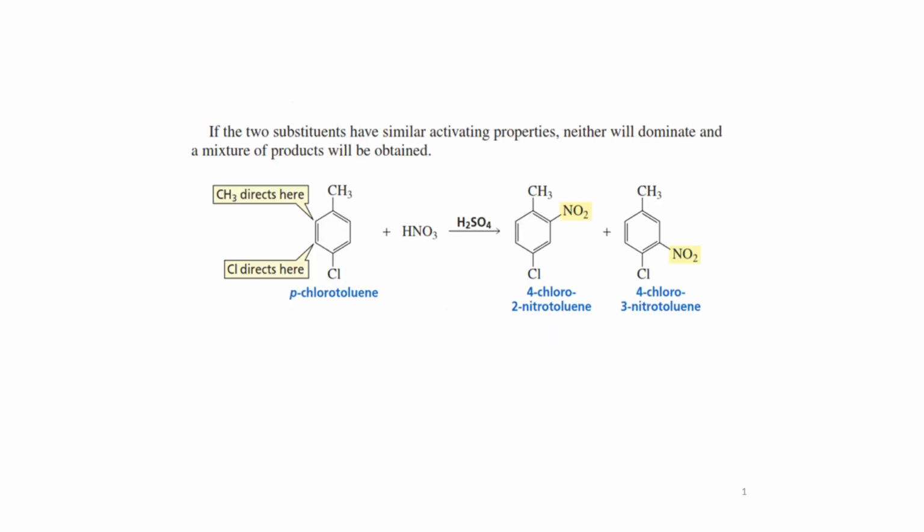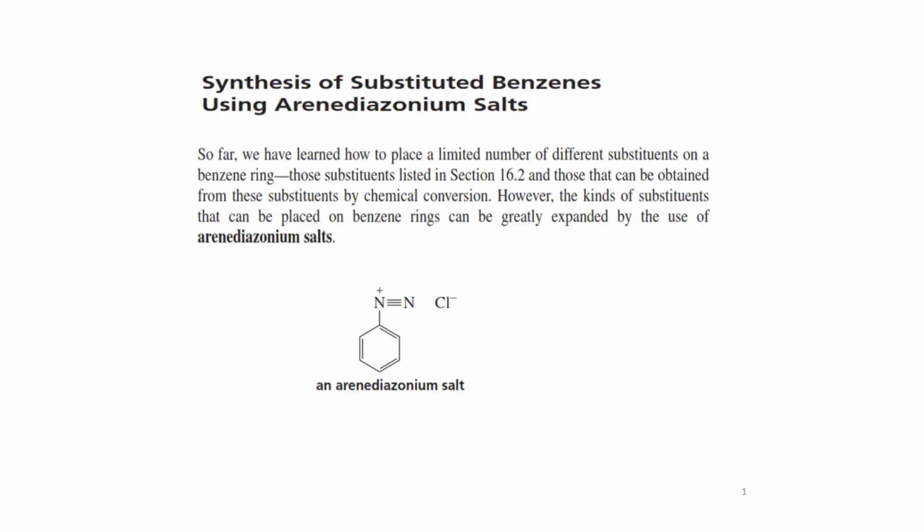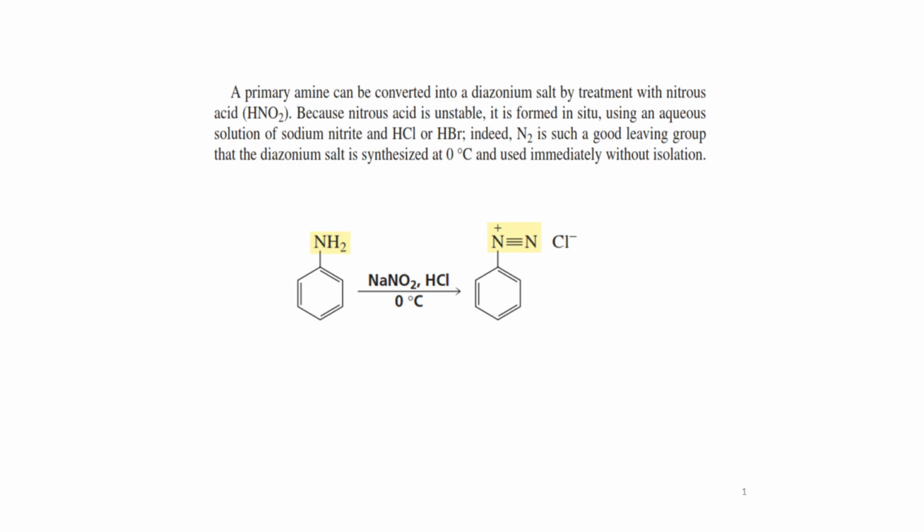If substituents have similar activating properties, neither will dominate, resulting in a mixture of products, as seen with para-chlorotoluene. Arenediazonium salts expand the range of substituents that can be placed on benzene rings, allowing for more diverse chemical conversions. Primary amines can be converted into diazonium salts using nitrous acid, which are then used immediately due to their instability.